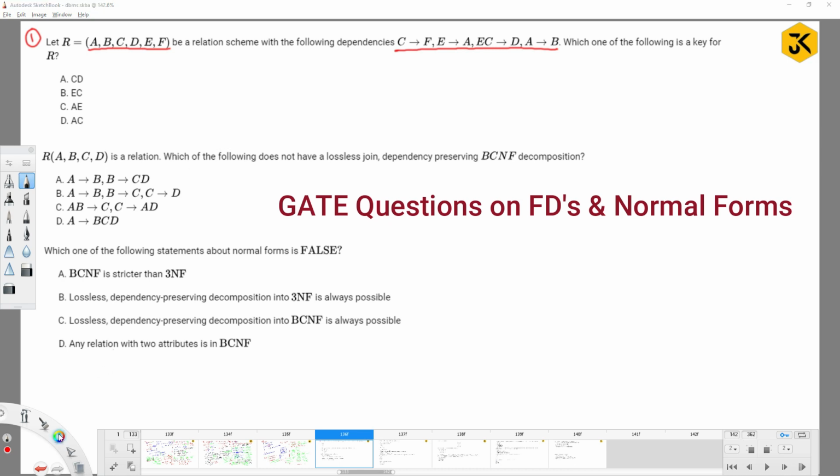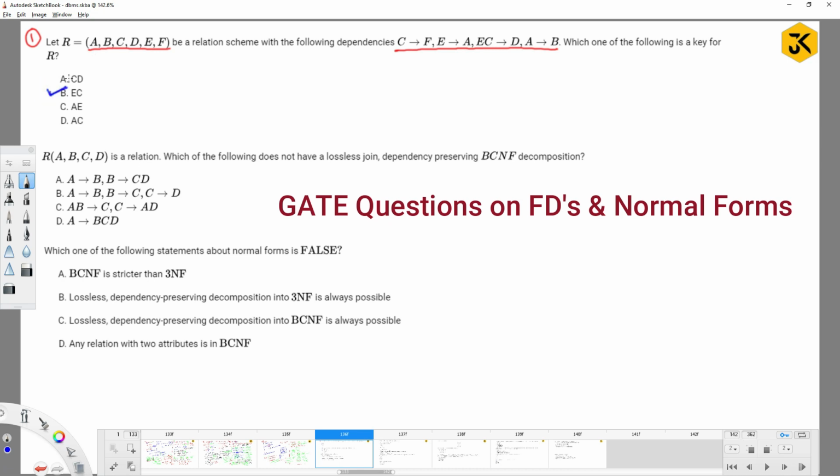Answer is EC. Why EC? If you take EC, EC is definitely necessary because they are not on the right side. So if you take any candidate key, definitely EC has to be compulsory. So the necessary attributes are E and C, and as there are only 2 attributes in the options, I can say directly option is B.